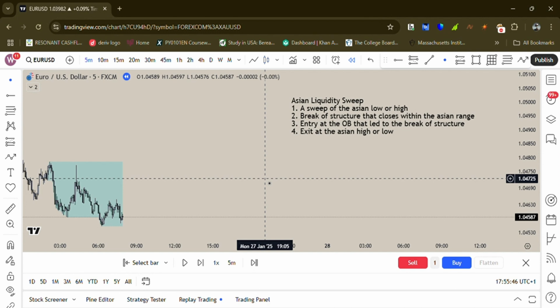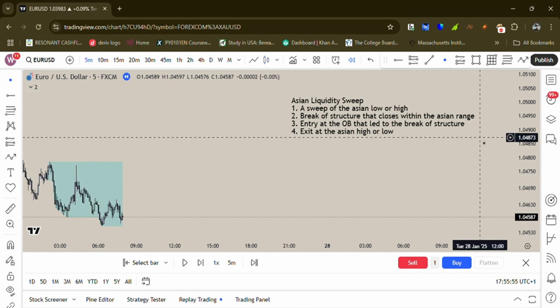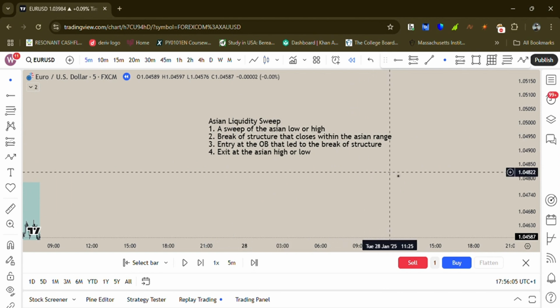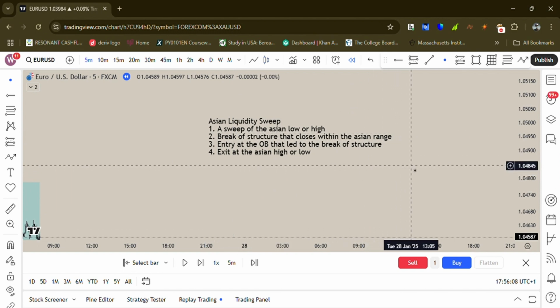The Asian liquidity sweep has 4 steps if you want to trade it profitably, and I've listed out the 4 steps here. The first checklist is that we want to see a sweep of the Asian low or high. Secondly, we want to see a break of structure that closes within the Asian range. Then our entry will be at the order block that led to the break of structure, and finally your exit will be at the Asian high or the Asian low, whichever of them happens first. You'll be targeting the opposite side.